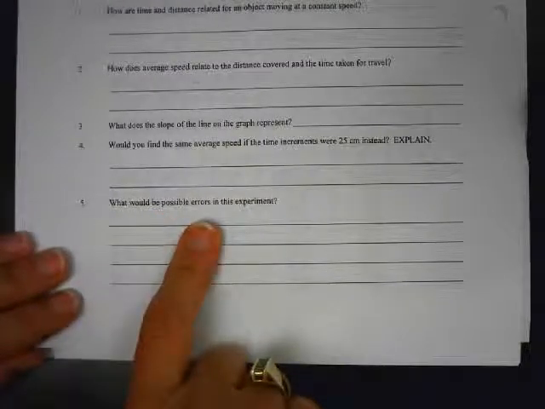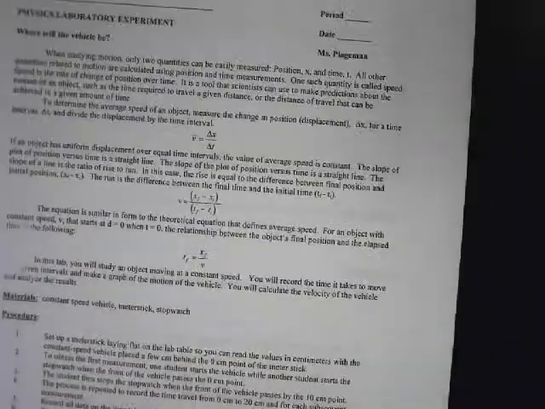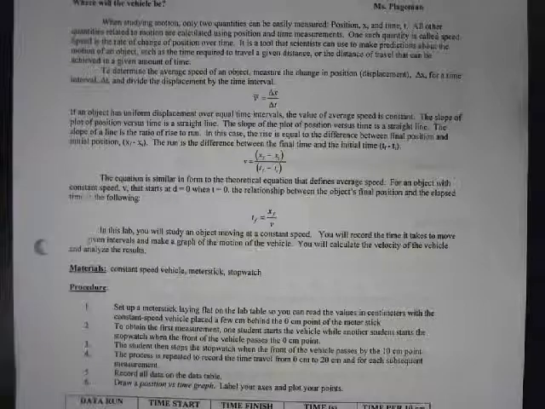What would be the possible errors? We don't write human error. We have to be extremely specific. And that's it. So this is a pretty easy lab to do. And then when you're done, you're going to turn in this lab sheet. And that's it.